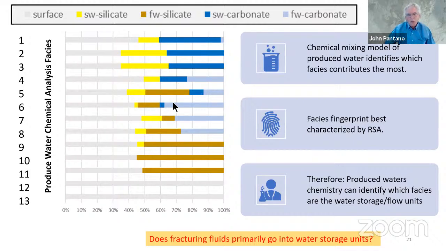So this is just one way that we can then start to say, oh, of these 13 produced water samples, these two were all fresh water. This one was mainly silicates. And then these ones up here were a combination of silicates and carbonate waters. And when we look at the geological column, we can see where that sat relative to the landing zone.